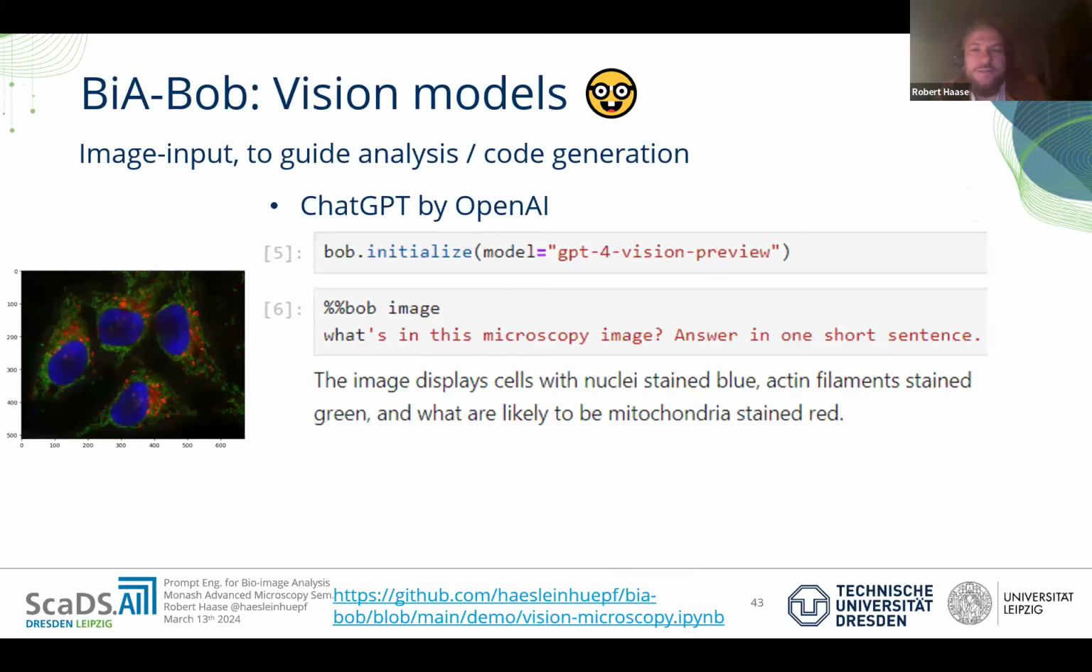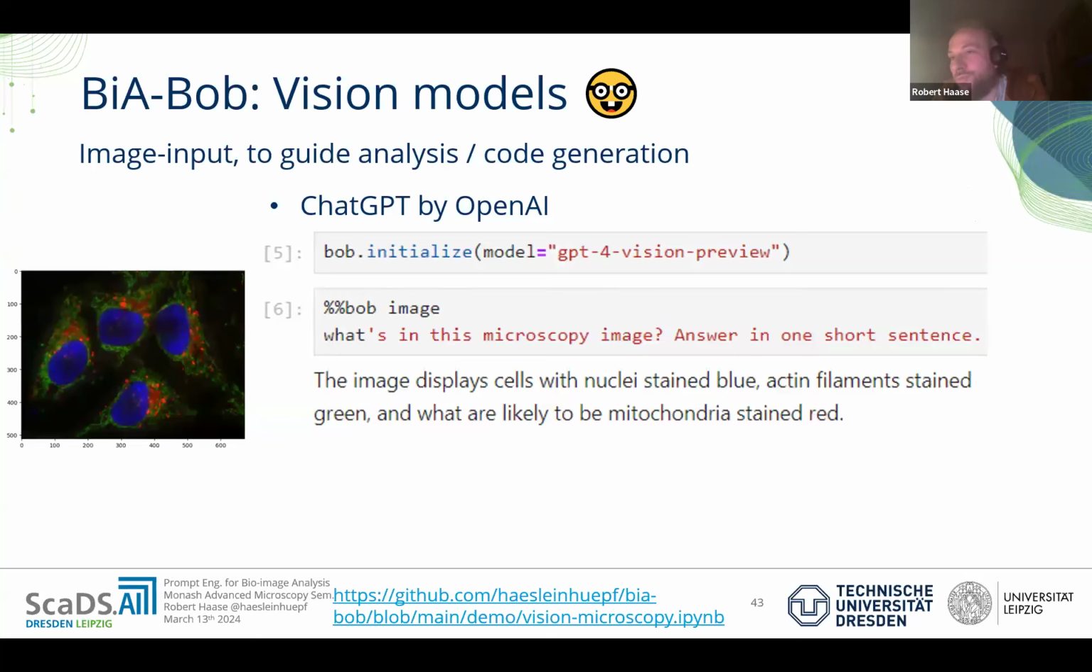Good. So again, where I would like to come is that we can provide a microscopy image, and then we say, hey, look at this microscopy image. What is in this image? So then ChatGPT may respond something like that. There are nuclei stained in blue, and then there are actin filaments stained in green, and what is likely to be mitochondria stained in red. And I think it mixed up these two. It does not know that. But maybe it is indeed possible to train models, to fine-tune models which are more aware of microscopy context, which are better in microscopy image interpretation.